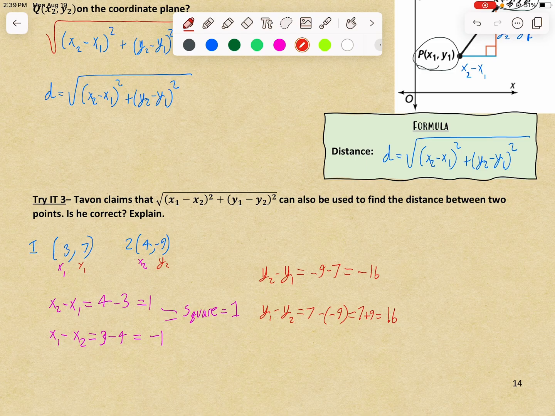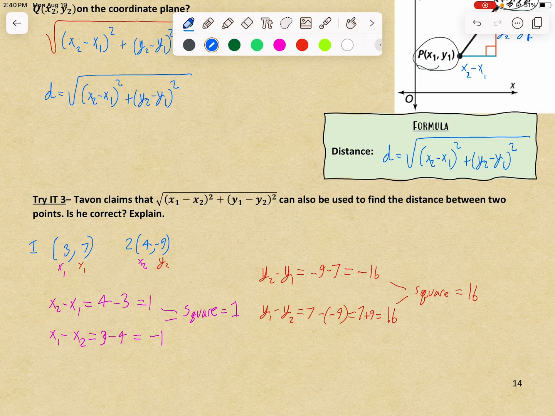And notice how they become the same number, but with a positive or negative value. So if we square both of them, just like we did, it becomes 16. No matter what, we're going to get the same result. This is just one example, but it works with everything. And so Travin's claim still works.